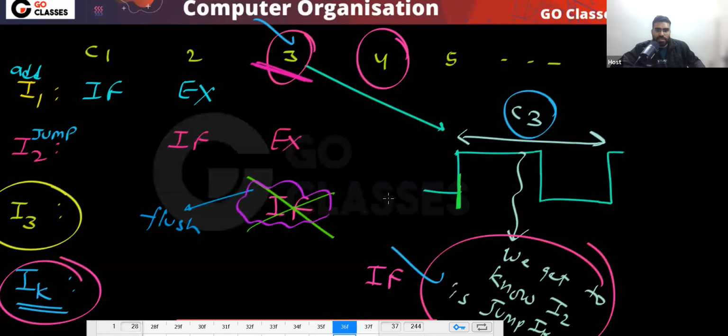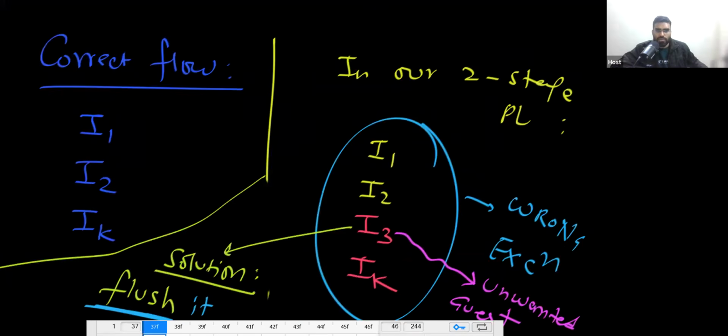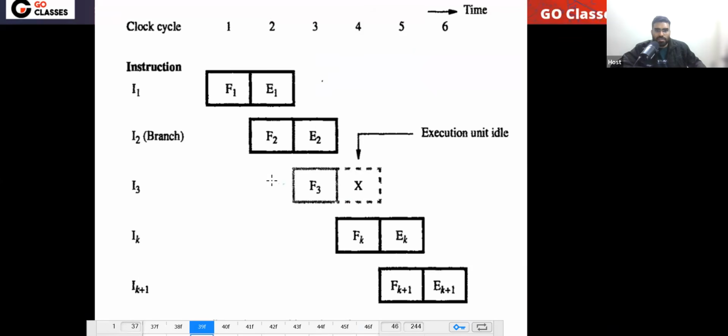So now there is a bubble in the pipeline. Understood? Please tell me, understood? You can notice this: the instruction I3 has come, so you will flush it. This I3 will be flushed, and because you are flushing it, this bubble will be created in your pipeline.